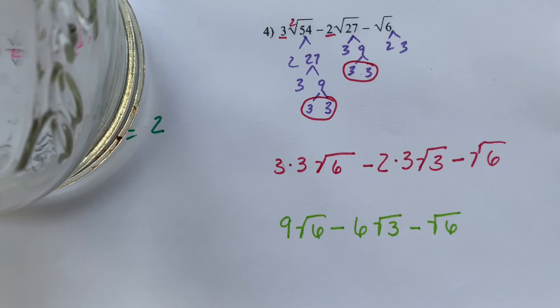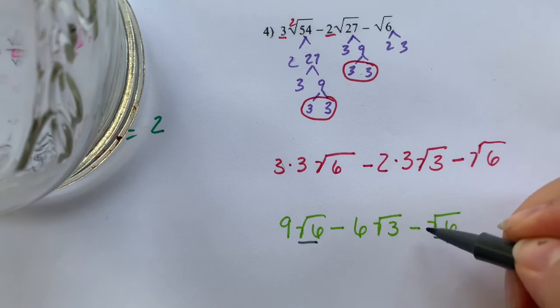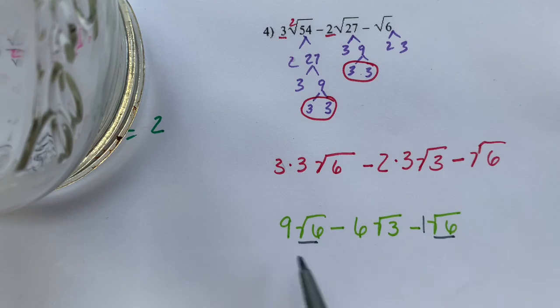Now I can only add and subtract terms that are exactly the same. So my square root of 6 and my square root of 6 are exactly the same. There's technically a 1 there. So 9 minus 1 is 8, square root of 6. And then this minus 6 square root of 3 just stays there.